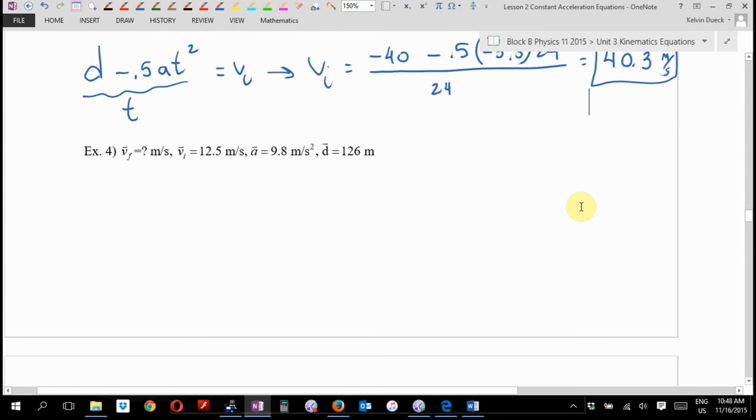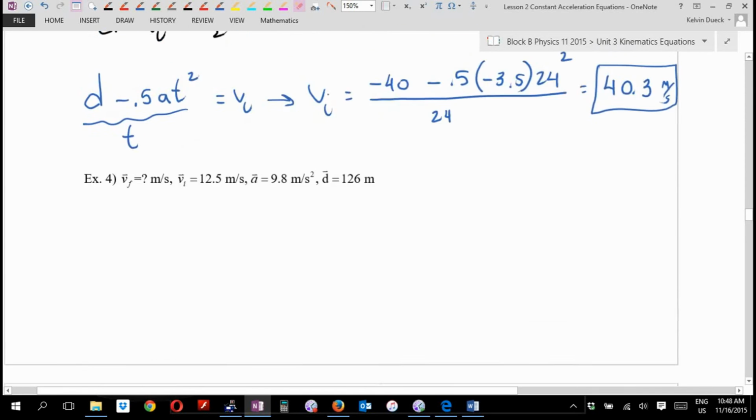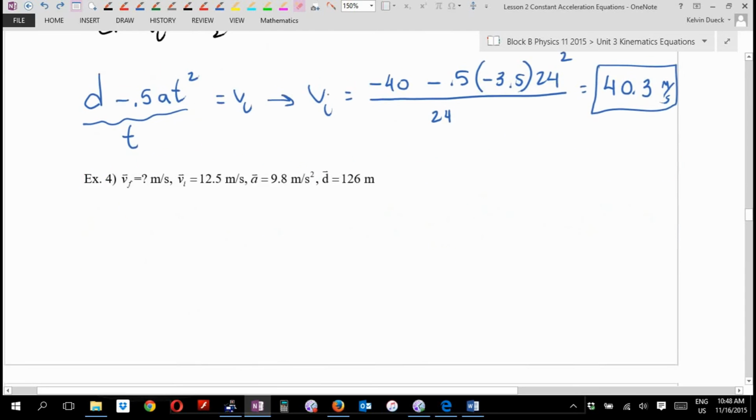Example 4. Jaden, what's this question asking me to find? Yeah, VF. So I'm already looking for an equation. It has to have VF, which means I'm not using this equation because this equation doesn't have VF in it. I've already scratched one off my list.